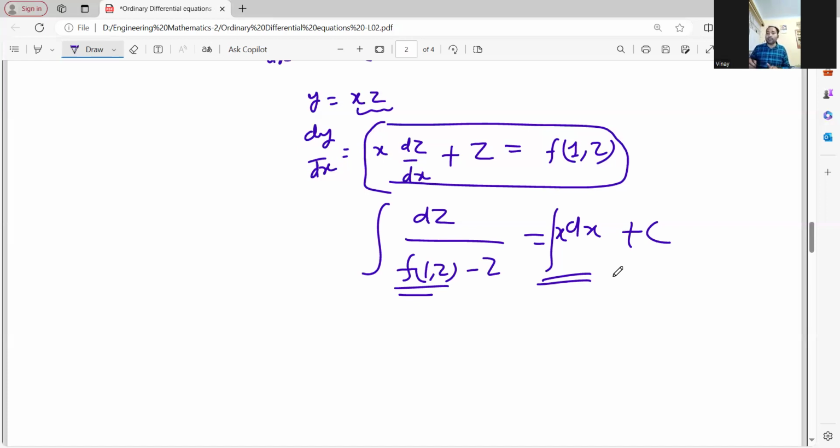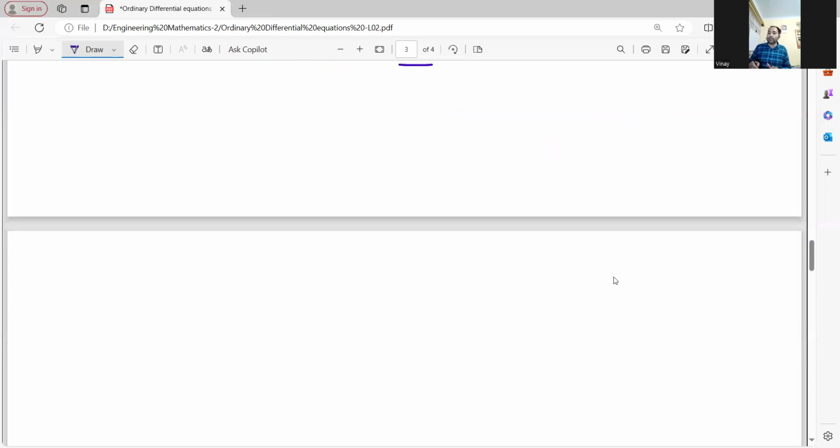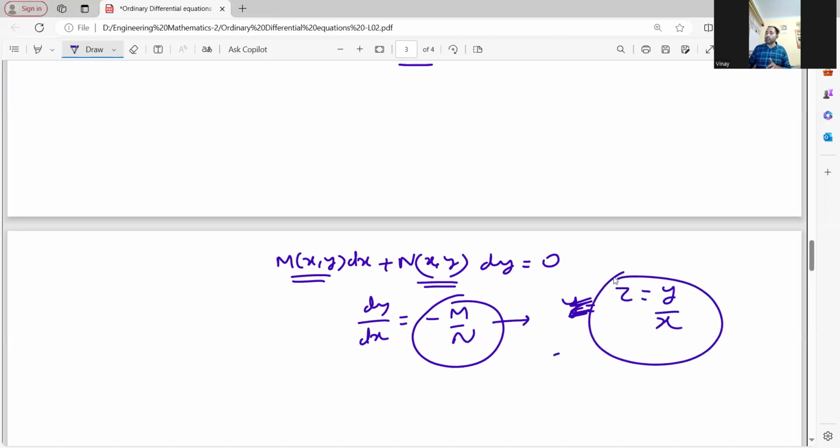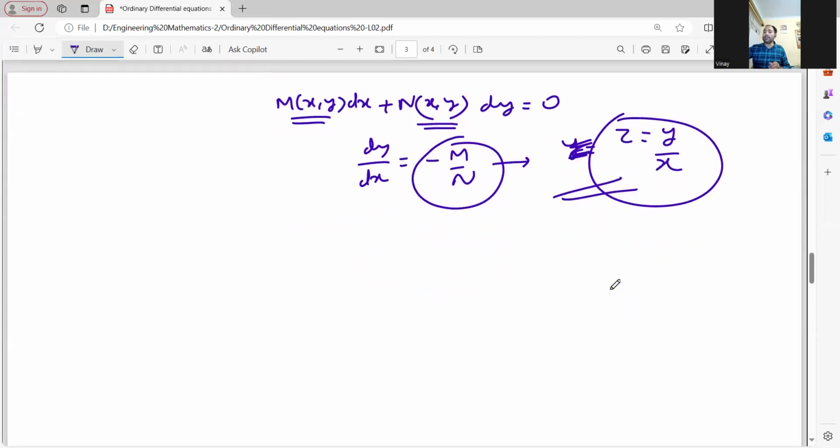Now I will take a small example to apply that. So just to summarize, if you have been given M(x,y) dx plus N(x,y) dy is equal to 0 and M and N have the same degree, then you convert it to dy by dx is equal to minus M by N. You take z equal to y by x and convert dy by dx, and make the differential equation into separable form, and then you can easily integrate it. Now, let me take the example.